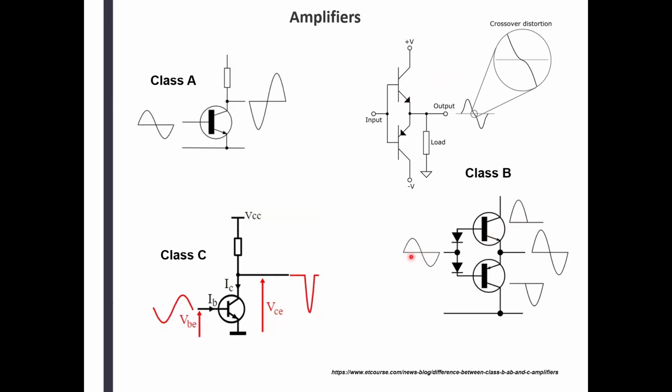These two pictures describe Class B. Here's the 360 degrees. This one takes care of the top half. This one takes care of the bottom half. And on the output here, they are joined together and you got the same signal, but they share top and bottom half. And there's the Class C amplifier that basically operates on just a part of the signal, and usually is used for oscillators and pulse generating circuitry.